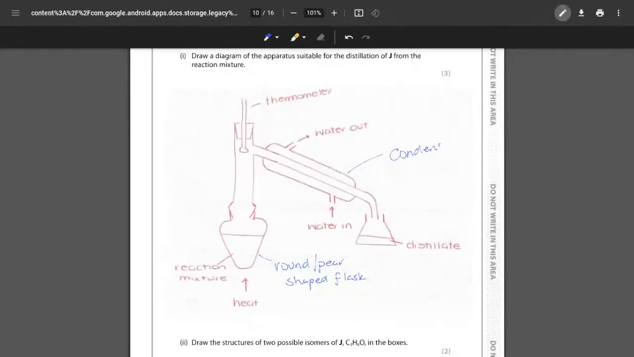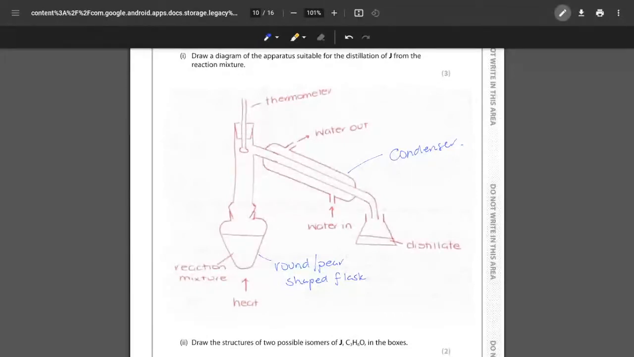And because it is distillation, remember the condenser must be at an angle. It is not reflux, which is when it is straight up and down. And we've got two parts of the condenser in terms of the water, and the water always goes in at the bottom and comes out the top. We then have it going down into a conical flask, and that gives us our distillate that we get at the end.